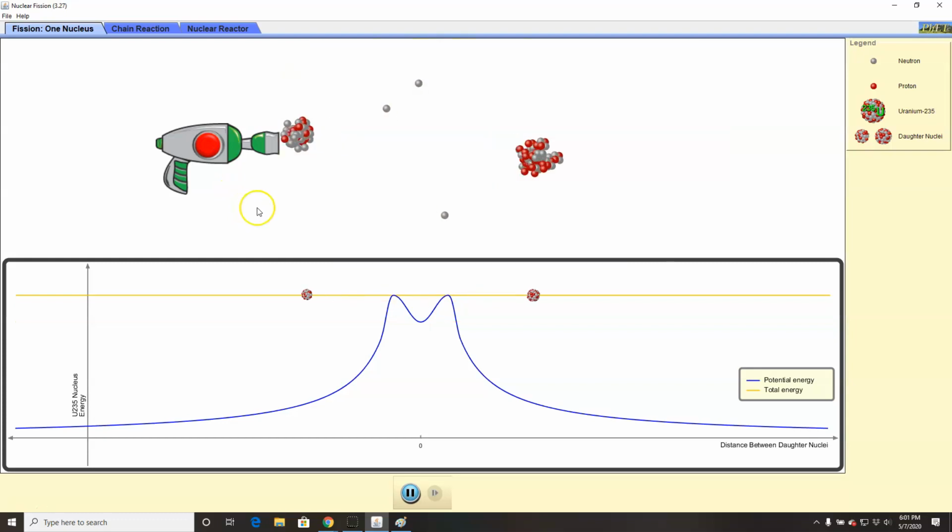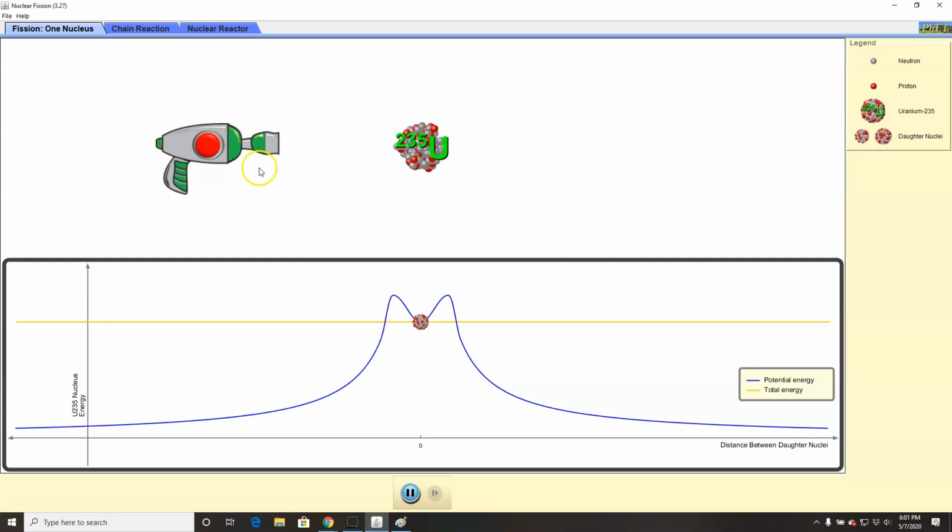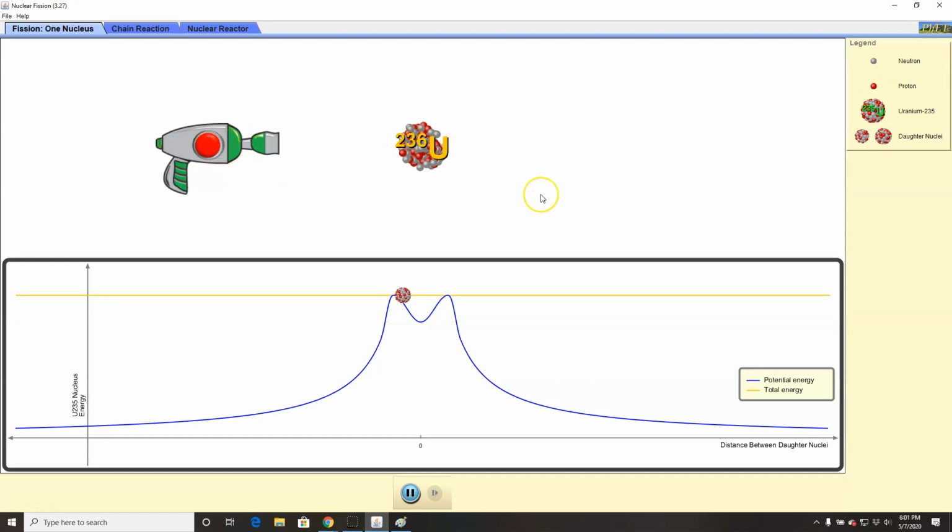The reason why it splits is because as U-236, it is too unstable. And since it is too unstable, it will split into smaller size atoms, as well as, if you pay close attention, produce a few extra neutrons that shoot outwards. In the process, there is a significant release in energy.